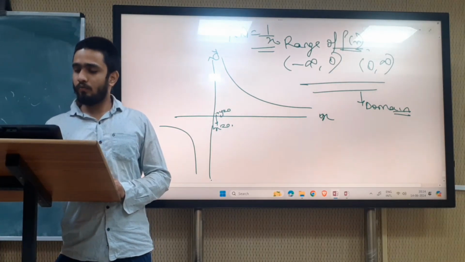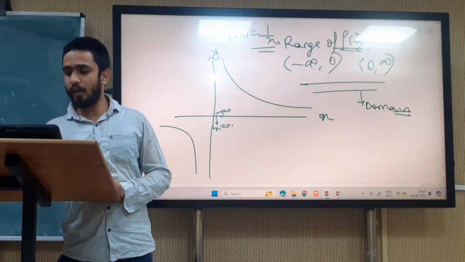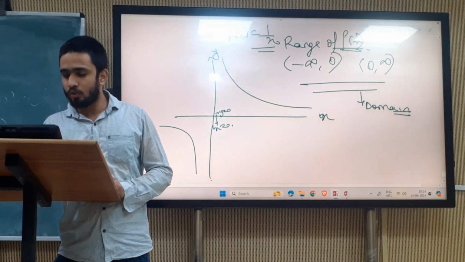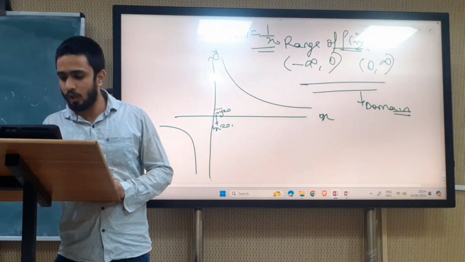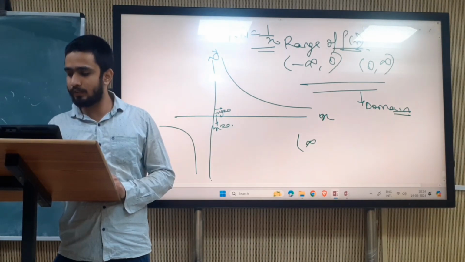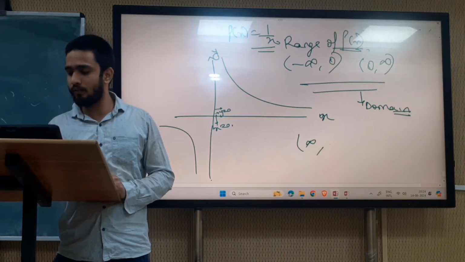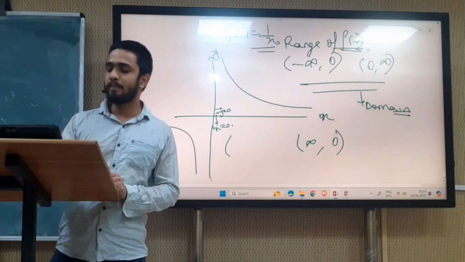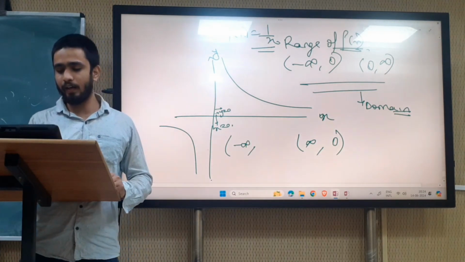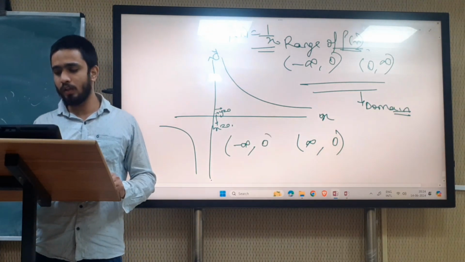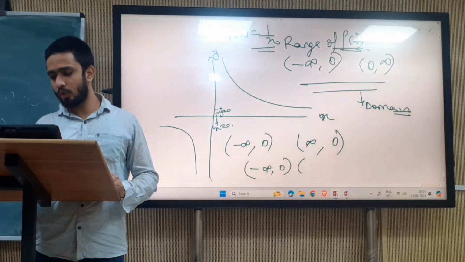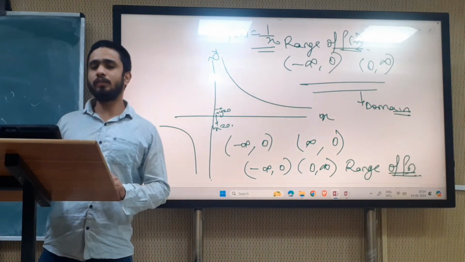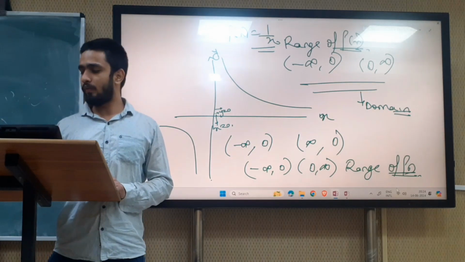What are the values when x is slightly greater than 0? Its value is plus infinity, and when x tends to infinity its value is 0. So infinity to 0. When x is slightly less than 0, the value is minus infinity, and when x tends to minus infinity, its value is 0. So the range of this function is minus infinity to 0 and 0 to infinity. This is how we find the range of the function.